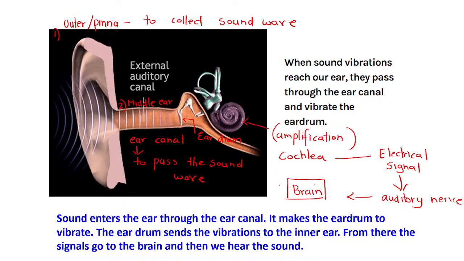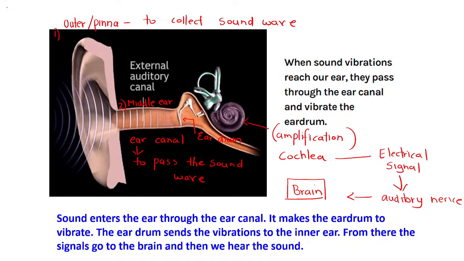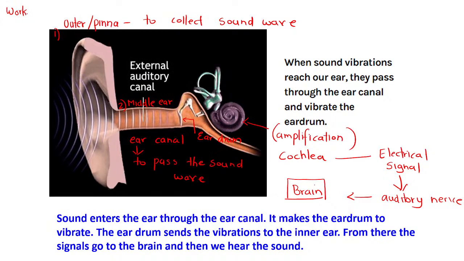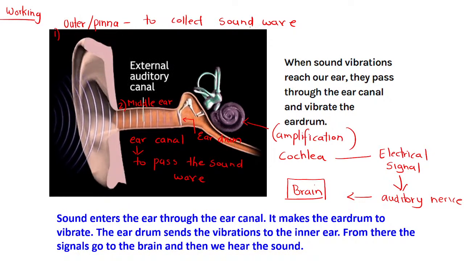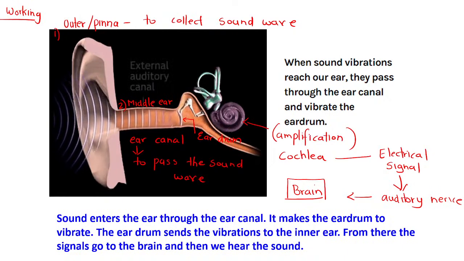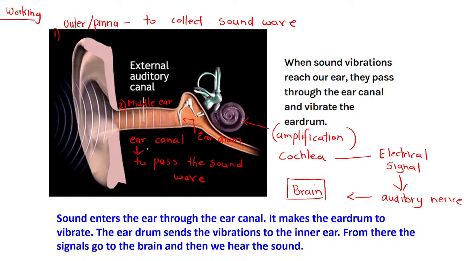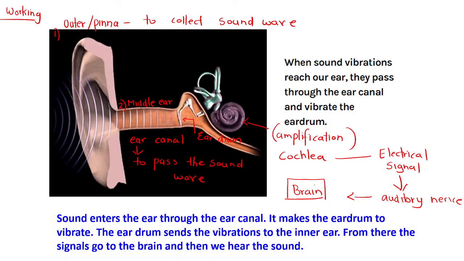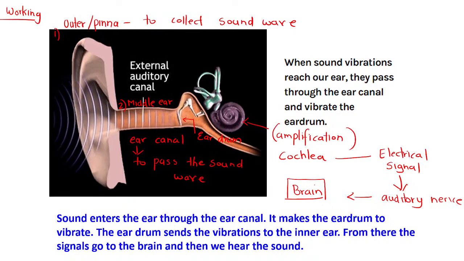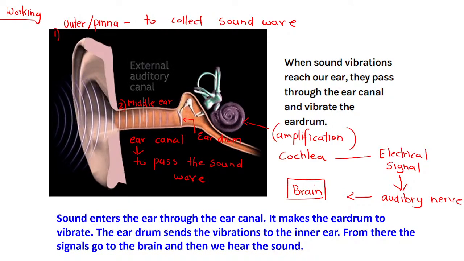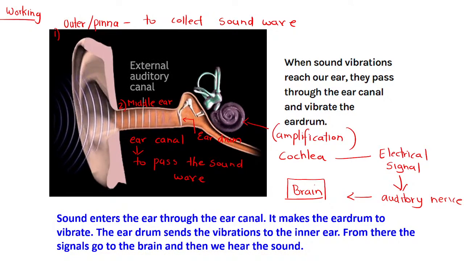Okay, understood the working of the human ear? It's very simple. First we have the outer ear, which collects the sound wave. The sound waves are passed on with the help of the middle ear, that's the ear canal. It passes on to the eardrum. When the sound strikes the eardrum, it vibrates, and with the help of the three bones, hammer, stirrup and anvil, the sound waves are amplified.